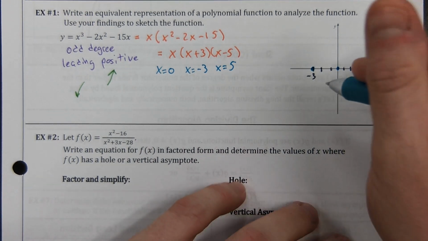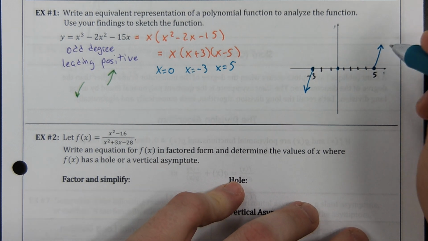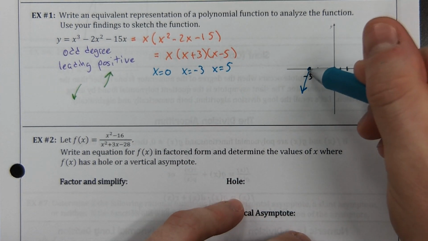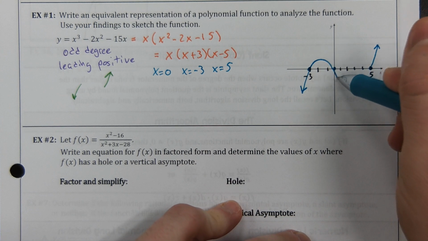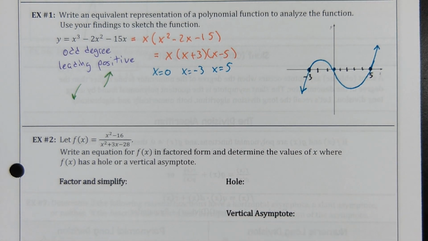Left, down, right, up. So we said it's going to cross through. Cross through, cross through, cross through. There it is.